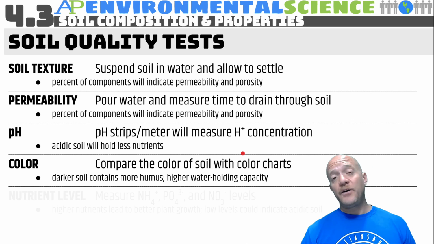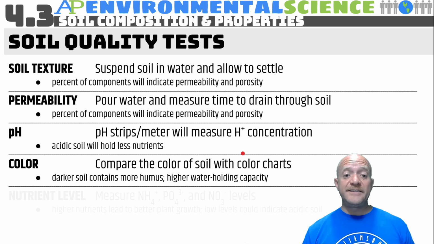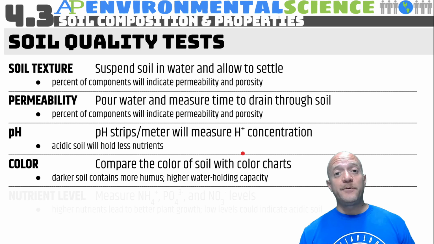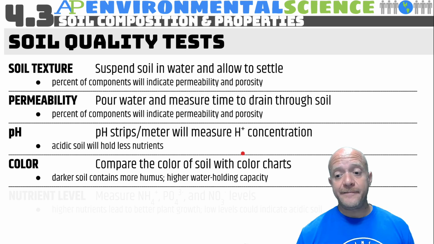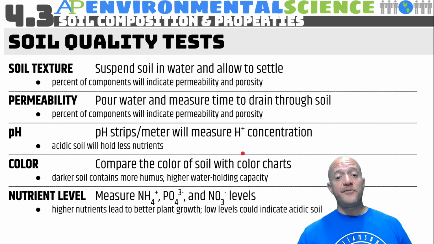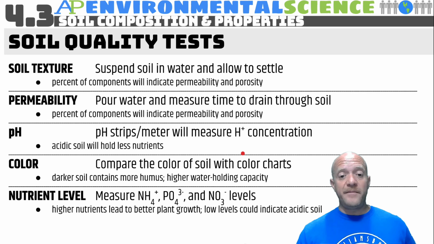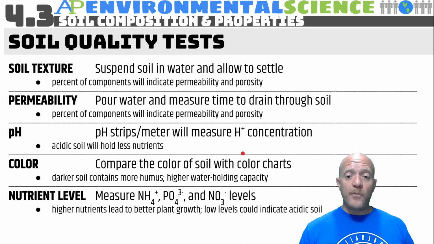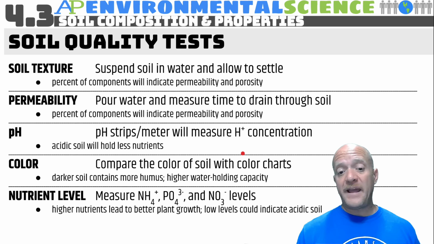You can test the soil color. Darker soil is going to have more humus, more organic material, which means it will have better water holding capacity. And finally, the nutrient levels. You will measure ammonium, potassium, or phosphates and nitrate levels. If you have more nutrients, you can lead to better crop growth, plant growth.